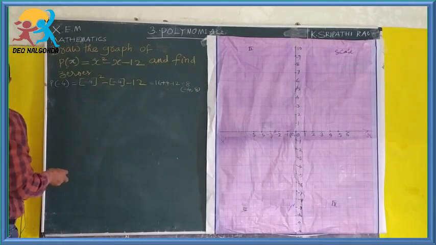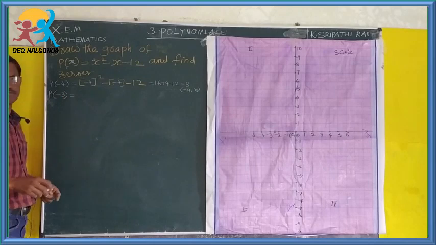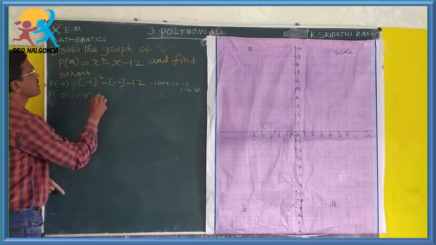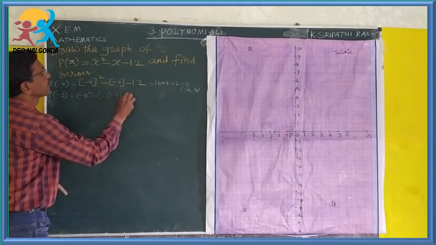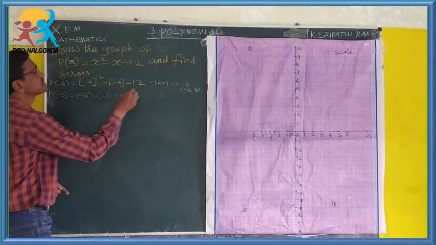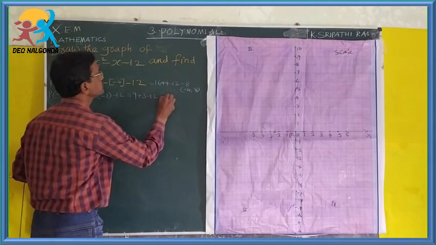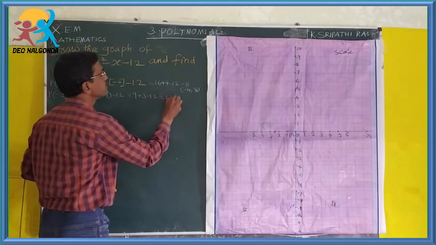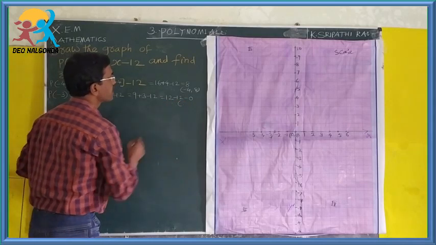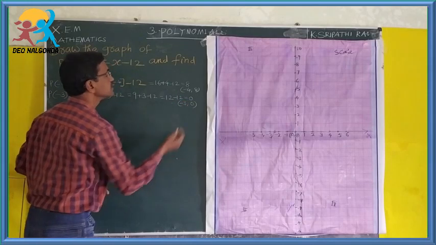Next let us substitute x is equal to minus 3. Here minus 3 whole square minus of minus 3 minus 12. Minus 3 whole square means 9. Minus into minus is plus 3, minus 12. 9 plus 3 is 12, positive numbers add together, and minus 12, 12 minus 12 is 0. Hence the coordinates of the point is minus 3 comma 0. This is one of the points.